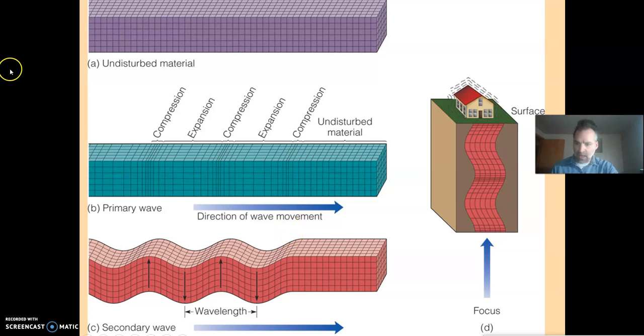So here's kind of the same, but closer up, just showing an undisturbed rock body. And then here we have a primary wave, and it's showing that once we initiate that energy, we're going to have an area where the rock is compressed, expand, compressed, and then we have this undisturbed point. And then here, the shear wave, it's just showing that it goes up and down. So you're going to have the crest of your wave, and then your trough and your crest. And then it looks like a secondary wave, and then the focus, and then the surface here.